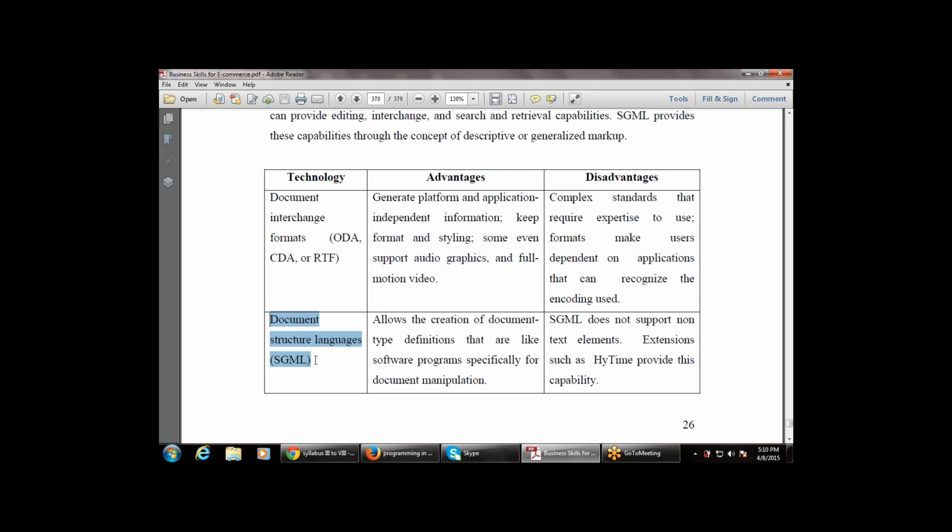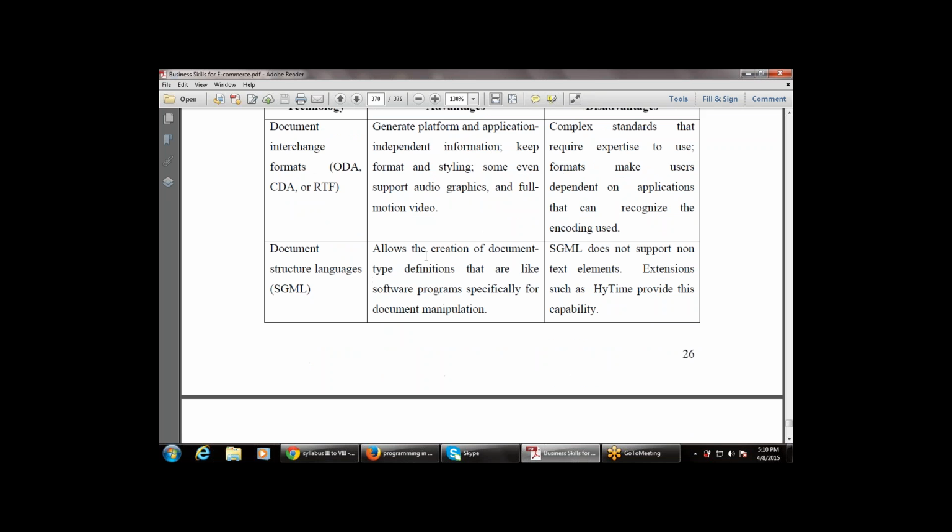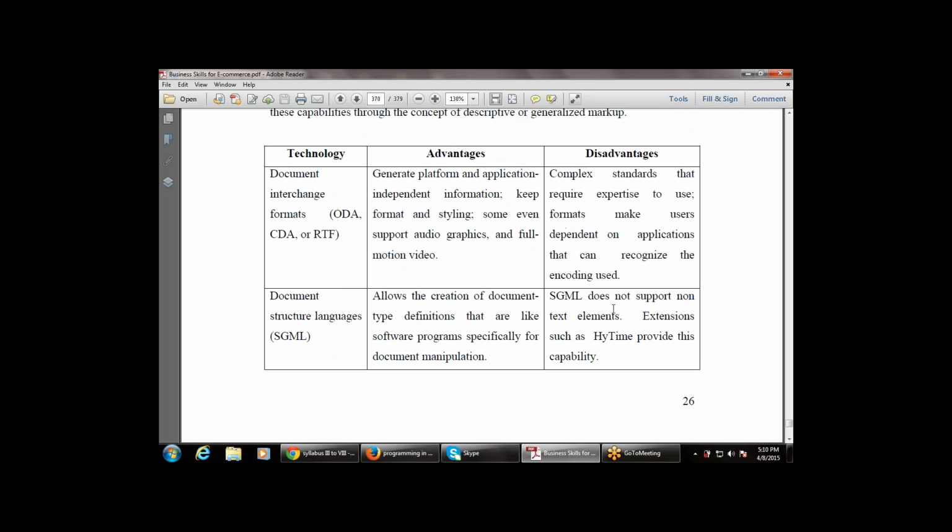Then document structure language, that is SGML, allows the creation of document type definitions that are used for document manipulation. What are the disadvantages? It does not support text elements. Extensions such as HyTime provide the capability.